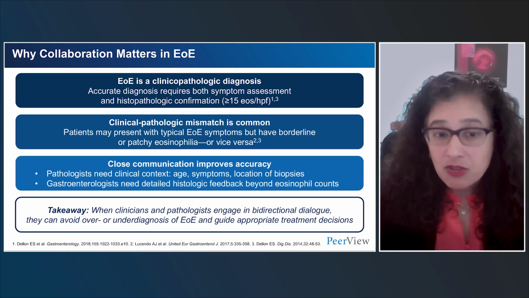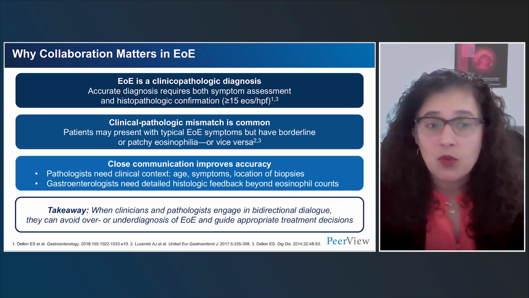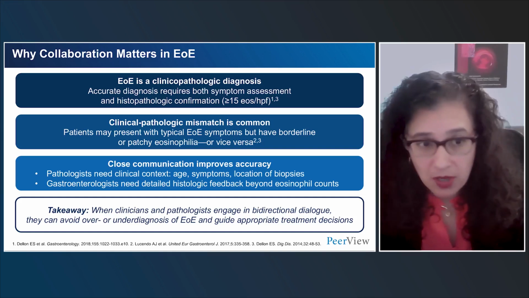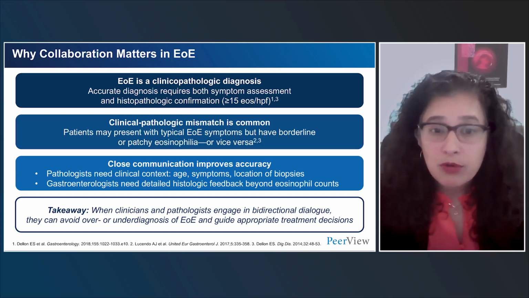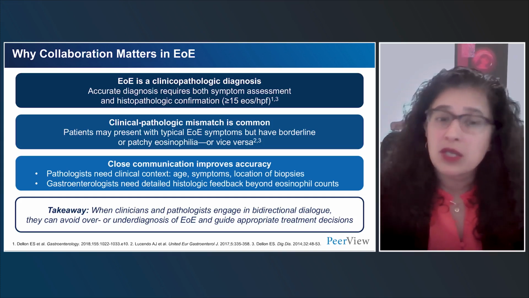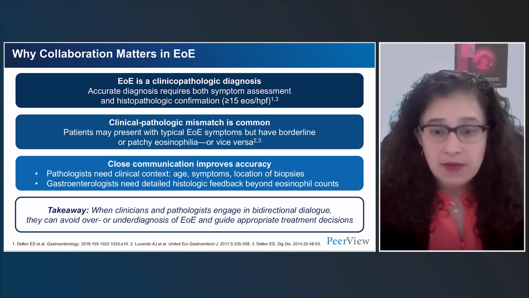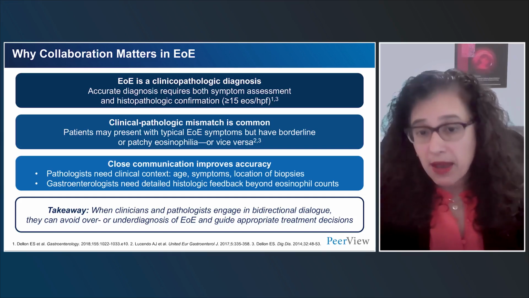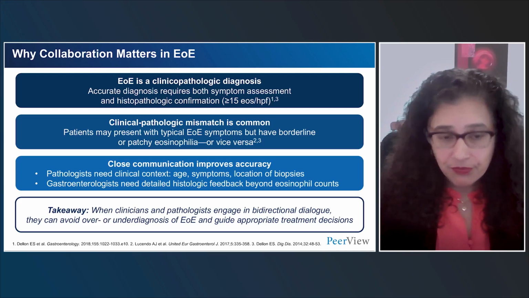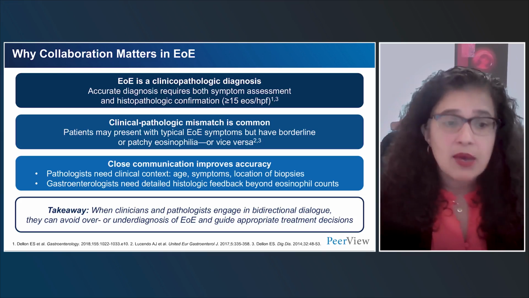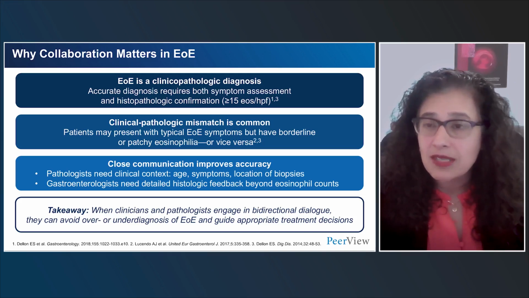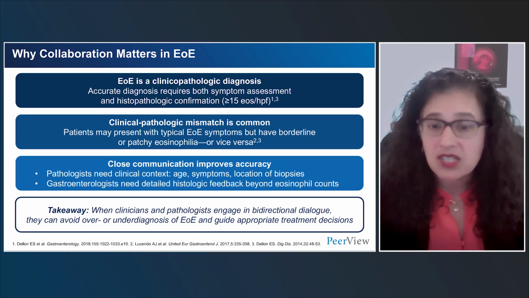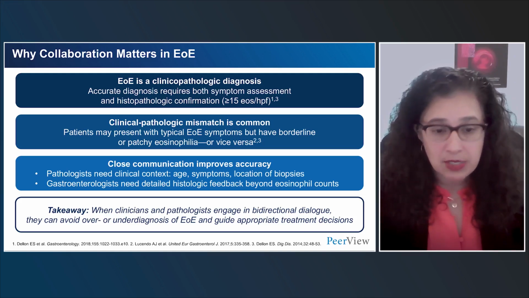Clinical pathologic mismatch can be common. Patients may present with typical EoE symptoms, but have borderline or patchy eosinophilia, or vice versa. So, close communication improves accuracy. Pathologists need clinical context, such as age, symptoms, and location of biopsies, and gastroenterologists need detailed histologic feedback beyond just the eosinophil count. So, the takeaway and the important message is that when clinicians and pathologists engage in this bidirectional dialogue, they can avoid under or over diagnosis of EoE and guide appropriate treatment decisions.